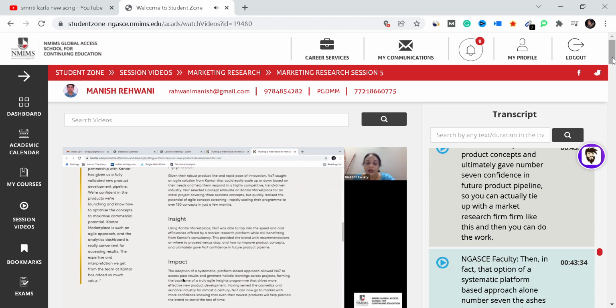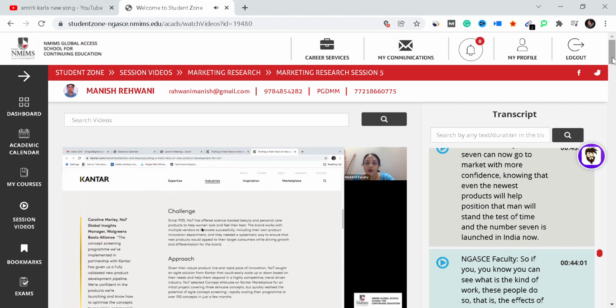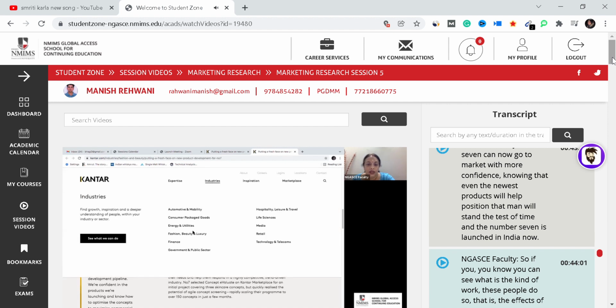Then the impact: the adoption of a systematic platform-based approach allowed Number 7 to access fast results and generate holistic learnings. Having served the cosmetics and skincare industry for almost a century, Number 7 can now go to market with more confidence, knowing that even their newest products will help position the brand to stand the test of time. I think Number 7 is launched in India now. So you can see the kind of work these people do. Let us look at some industries here. Let us look at some consumer packaged goods and see what kind of work these people do.